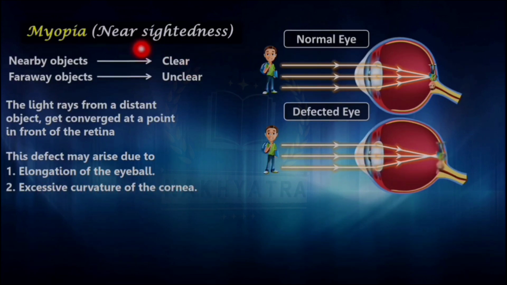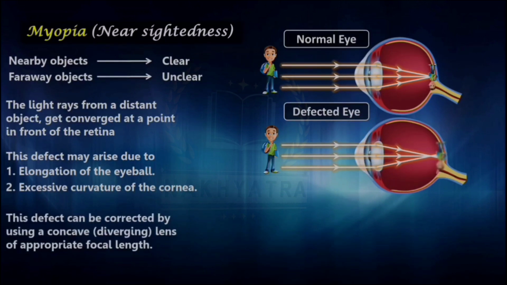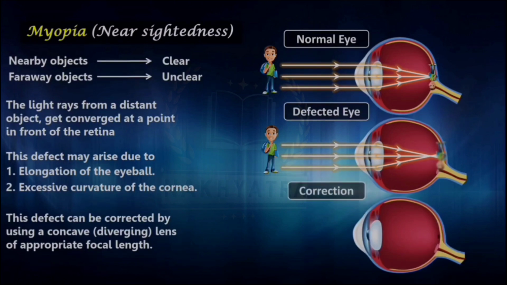So this myopia may arise due to elongation of the eyeball and excessive curvature of the cornea. This defect can be corrected by using a concave lens of appropriate focal length. Now by using a concave lens of appropriate focal length, this myopia can be corrected.